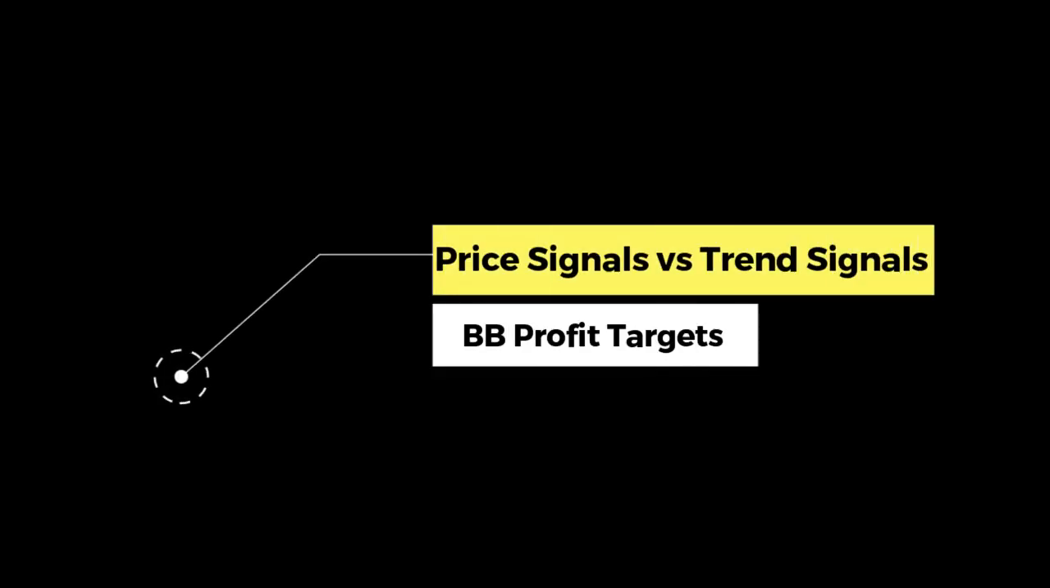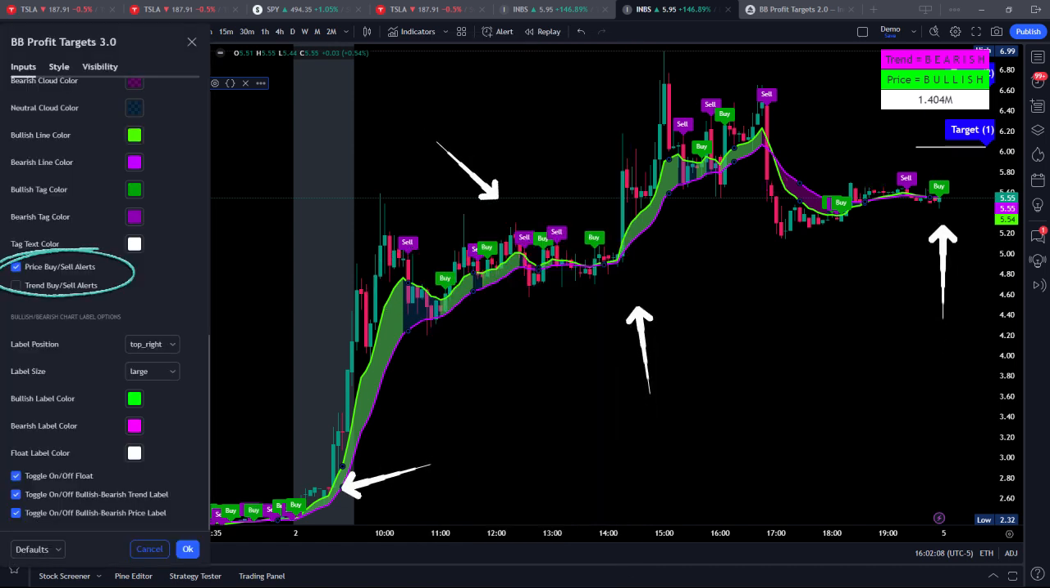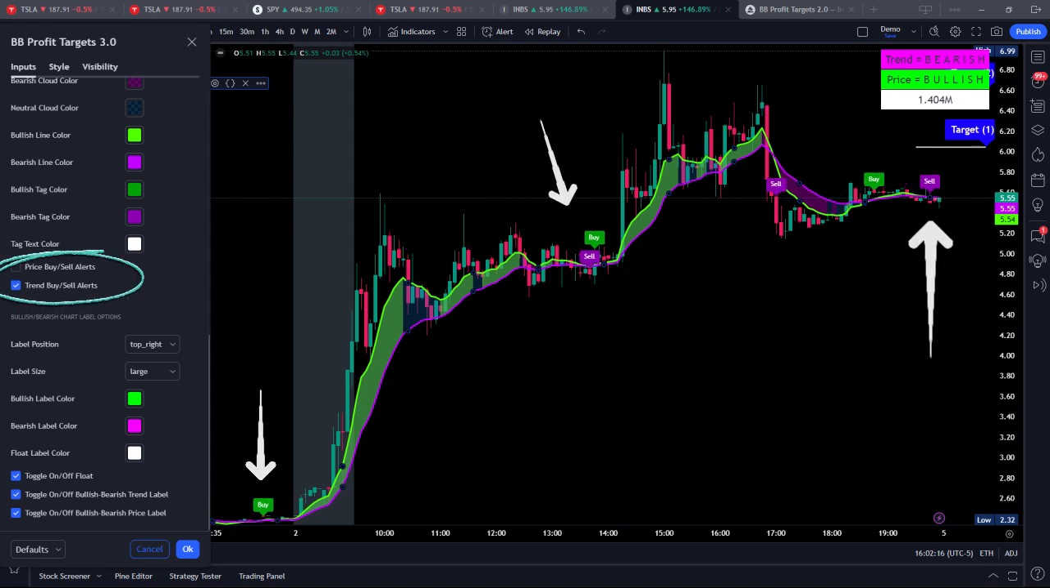Price signals versus trend signals. Traders have two sets of signals: price signals and trend signals. Price alerts are designed to give more frequent buys and more frequent sells throughout the day. This is based on the price. Trend alerts on the chart are designed to be less frequent and give a more trend type approach.